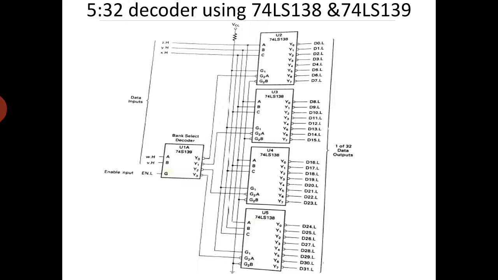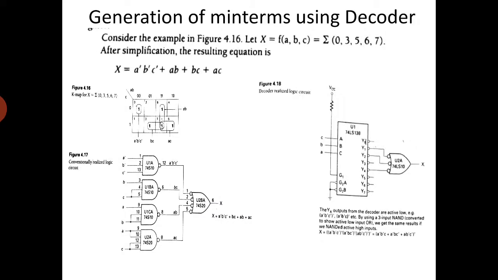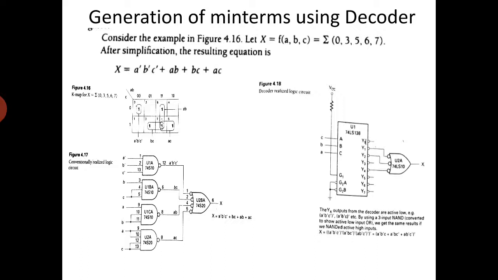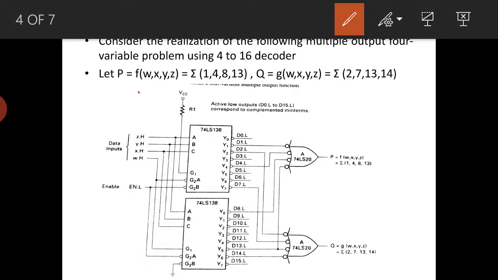So now, again the same thing: realization of the minterms. In the earlier example we had only one 3-variable function. But here there are two functions, P and Q, two 4-variable functions, and both we need to realize.